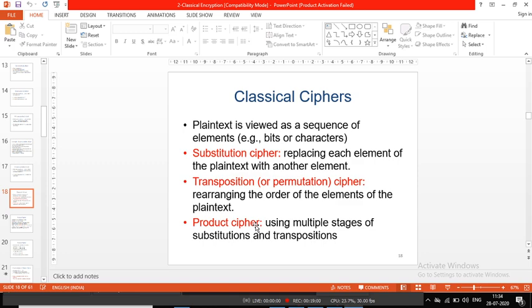In substitution cipher, we have 5 types. You just note it down. Sorry, we have 6 types. Number 1 is Caesar cipher.